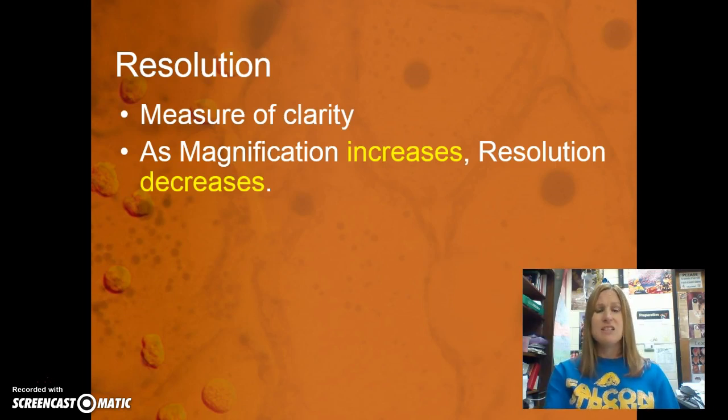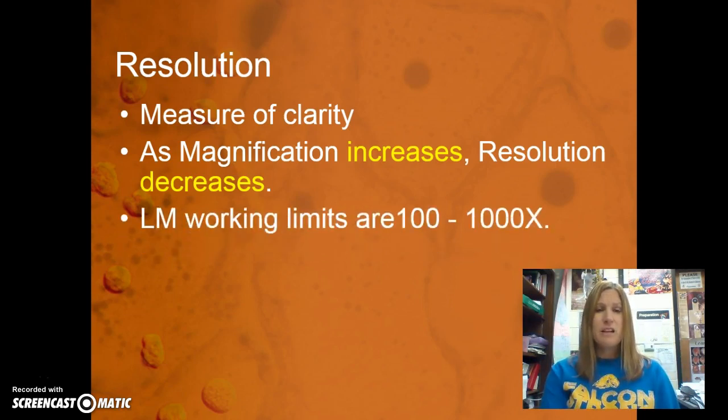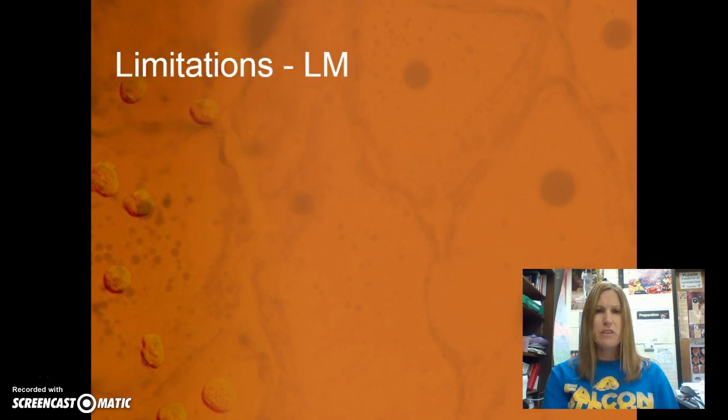Resolution is simply this. It's clarity, guys. How well can we see it? There are two things that a microscope focuses on. Magnification, which is your ocular lens times your objective lens, and resolution. How clear is the picture going to be? As we increase magnification, we know that that picture is going to be a little bit fuzzier. Light microscopes' working limits are usually 100 to 1000x. Okay. Now, limitations of a light microscope.